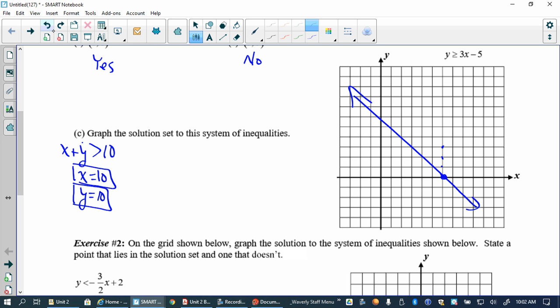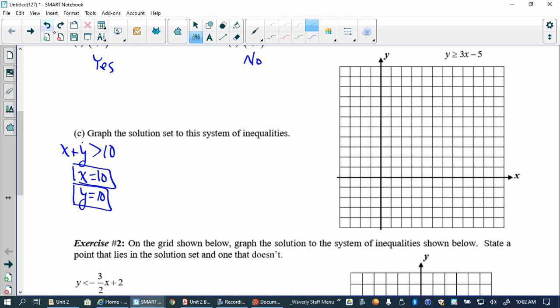Okay, let's graph this. First of all, this is a real easy mistake to make. When I graph this, what kind of line will it be? A dotted line, because it's not fluid. It's going to be a dashed line, right? So let's go to the x-intercept of 10: 1, 2, 3, 4, 5, 6, 7, 8, 9, 10. And the y-intercept of 10.